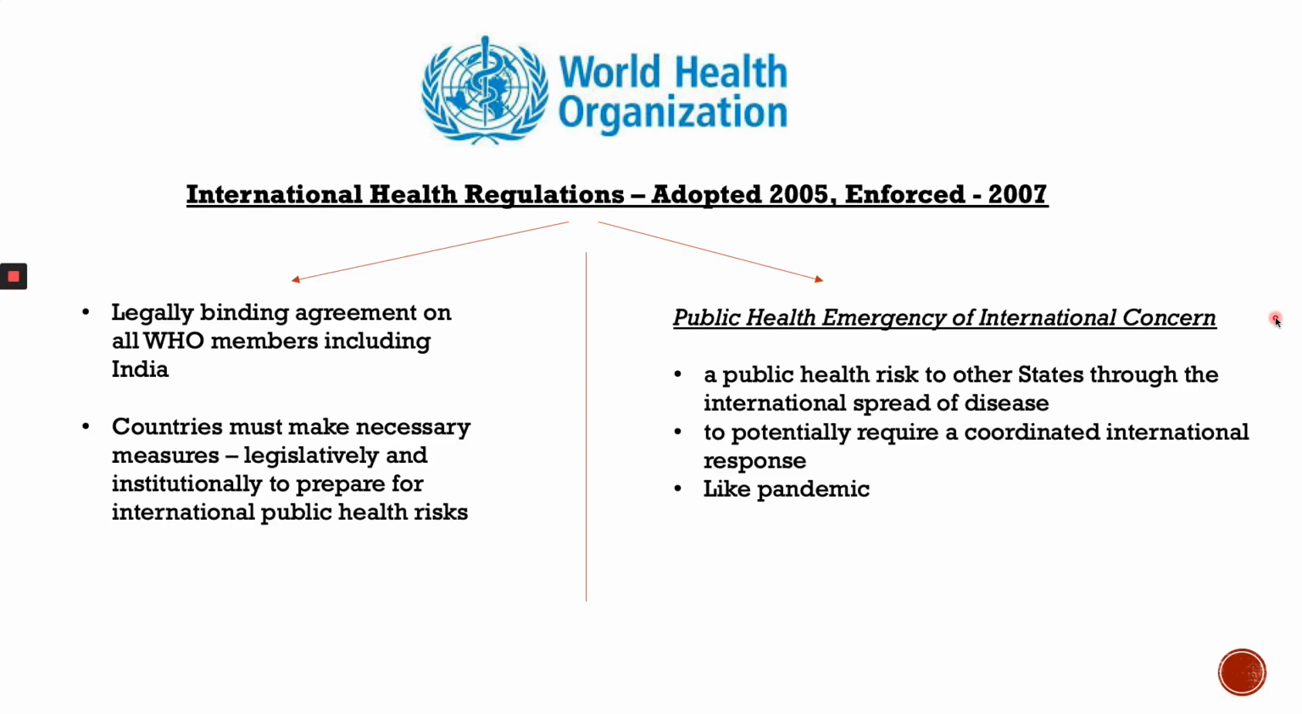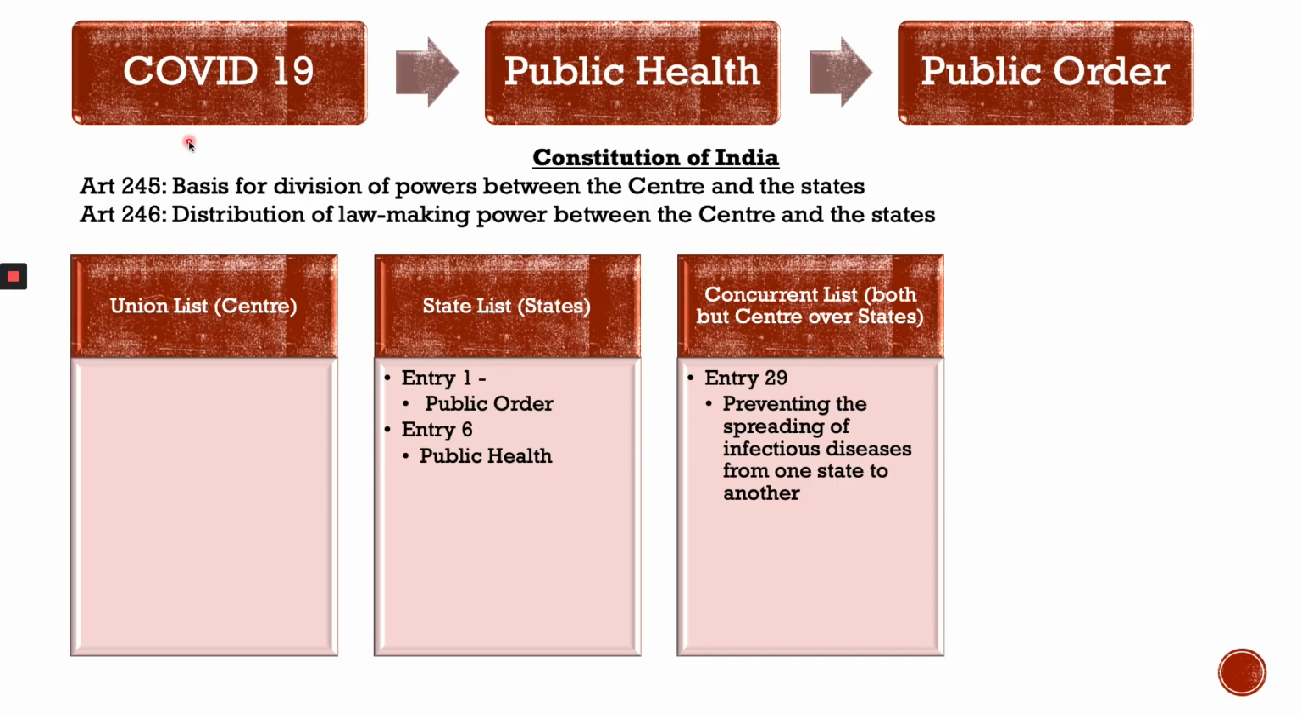Now let's understand the domestic front. To be very clear, COVID 19 is a problem of public health, and a problem of public health also leads to a problem of public order. Let's understand from a legislative point of view, from a legal point of view, how are we placed?